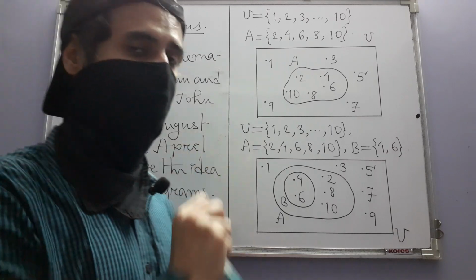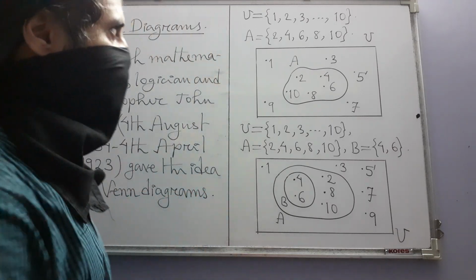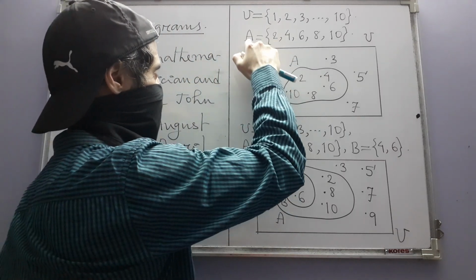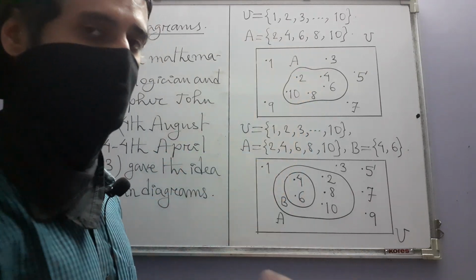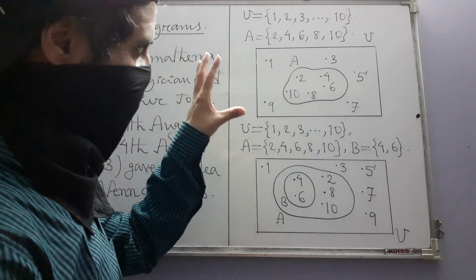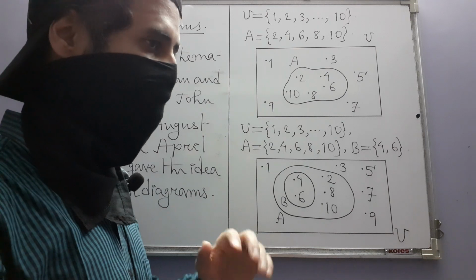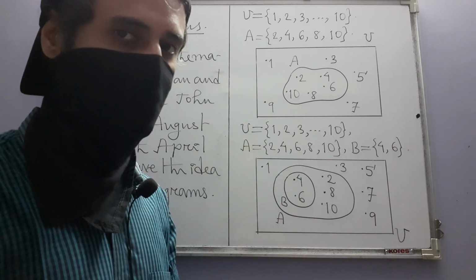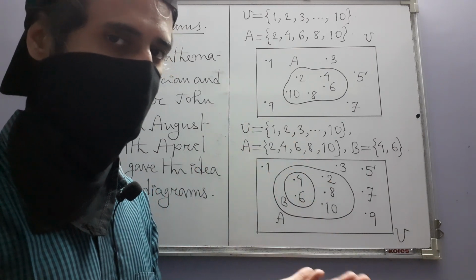Now, what is the advantage of such a representation? You see, of course, looking at these sets also, you know what its elements are. However, when you look at a figure like this, you see all the things at once. Okay, so that is the advantage.